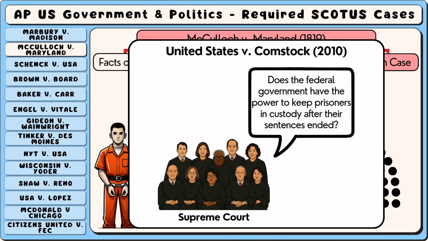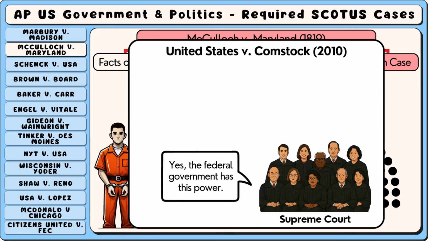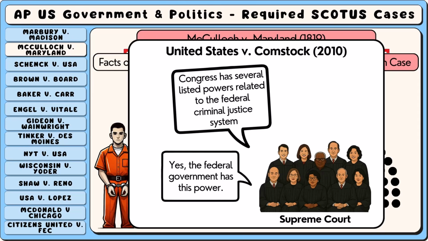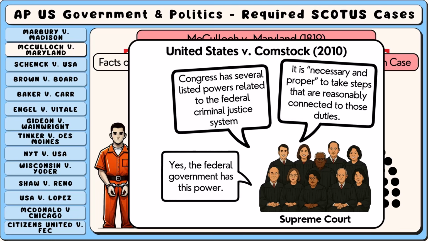So, this case was brought to the Supreme Court, who had to determine whether Congress had the power to keep federal prisoners in custody after their sentences ended. The Supreme Court said yes. The court explained that Congress has several listed powers related to the federal criminal justice system, such as creating federal crimes and running federal prisons. Because Congress already has these responsibilities, the court said it was necessary and proper to take steps that are reasonably connected to those duties.